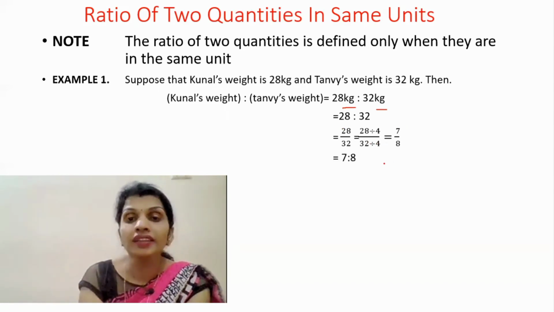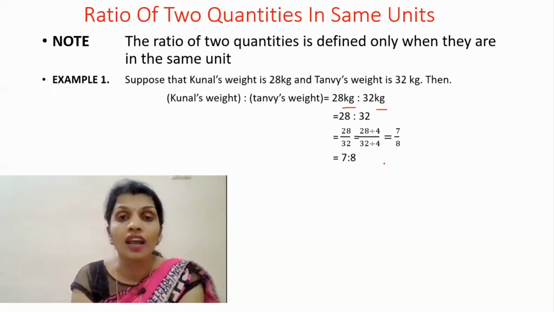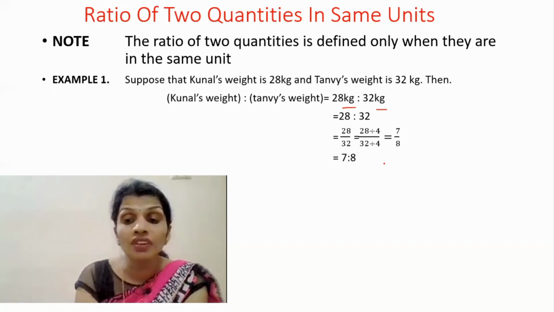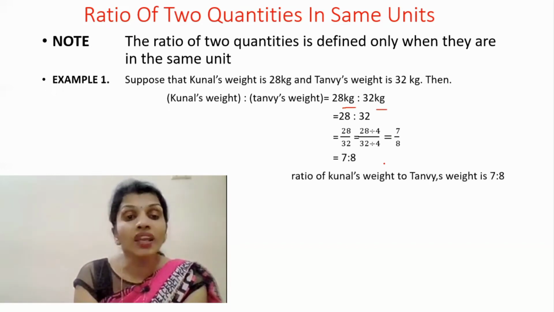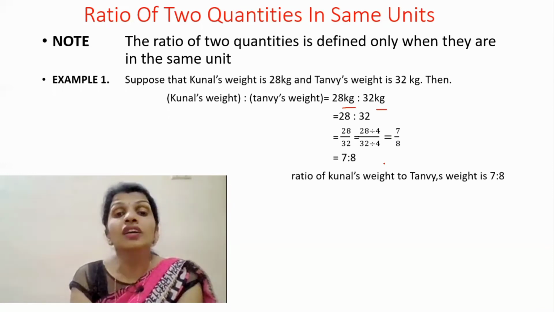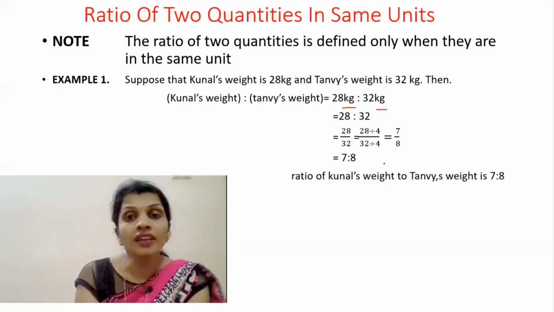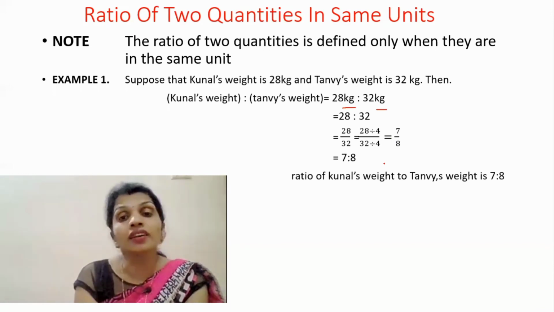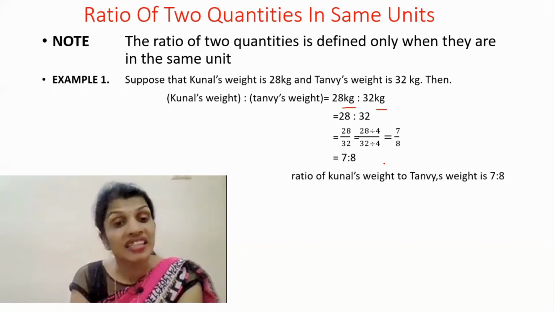So we can write it as 7 is to 8. How? 7 is to 8. So the ratio of Kunal's weight and Tanvi's weight will be 7 is to 8. Suppose it means that if Kunal's weight is 7, then Tanvi's weight will be 8. If Kunal's weight is 14, then Tanvi's weight will be 16.